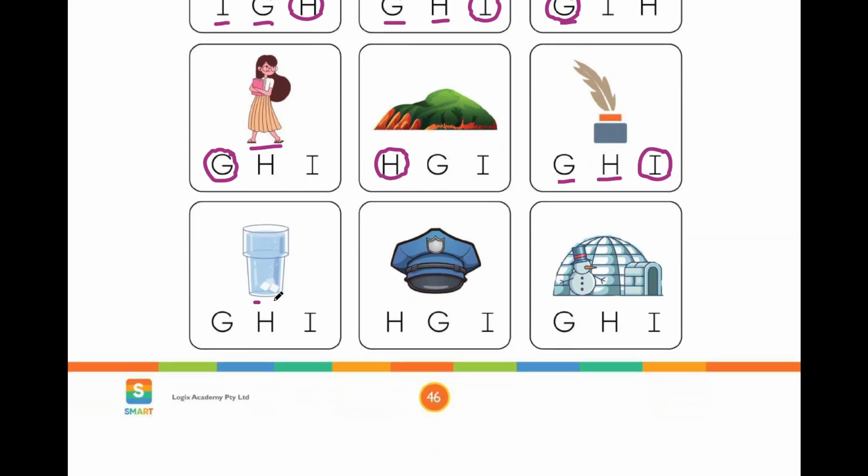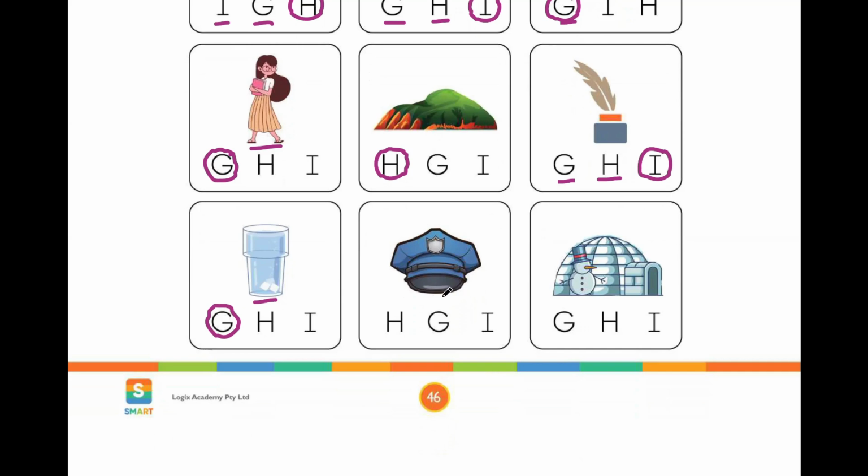Now let's move towards the last row. Here you can see the picture of the glass, right? And the first alphabet of the word glass is G, and the sound of the G is G, glass, G, glass.